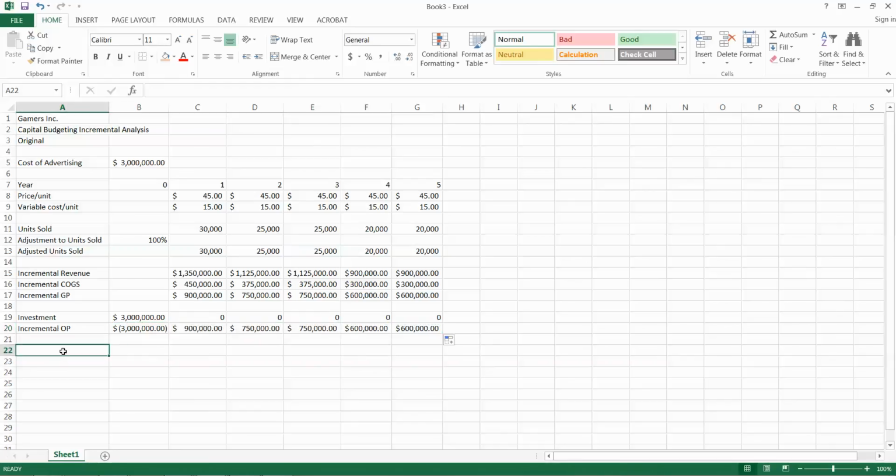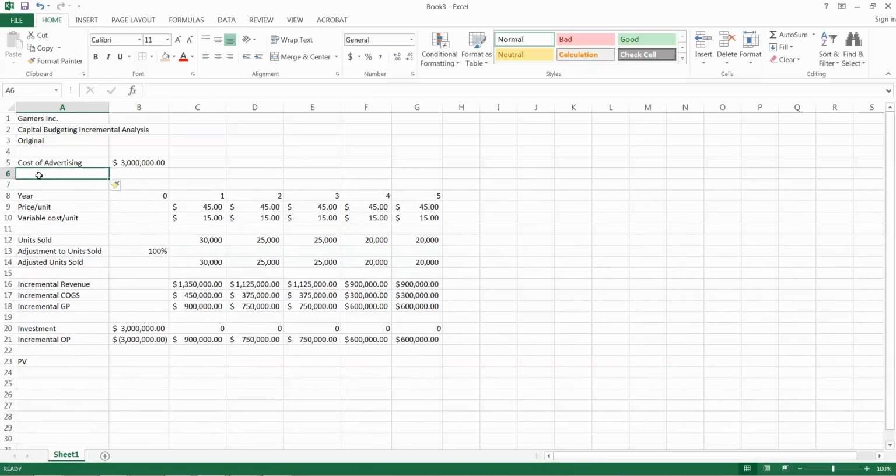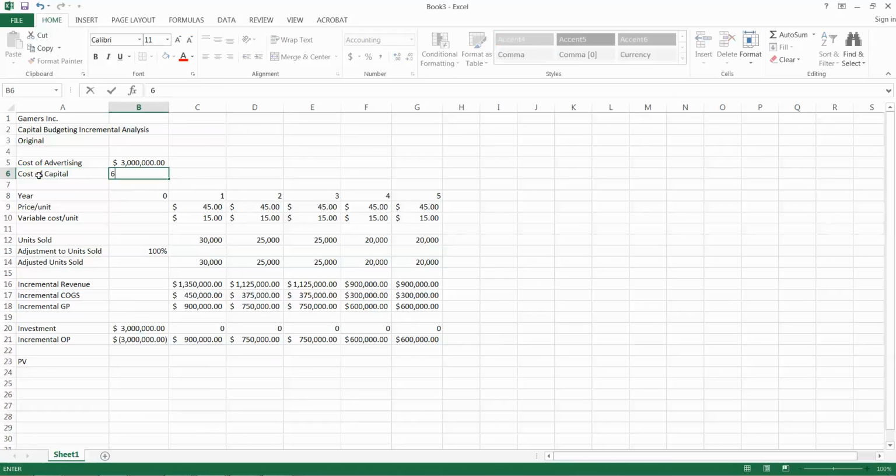We can carry this across and we will have our cash flows or our incremental operating profits. The next thing we want to do is look at the present value of each one of those, because we know, let's go add a line up here, Alt, Enter row, and this is our cost of capital. And we know from our example that this is 6%. So we put in 6%. And that's the discount rate we're going to use when we do our present value. And it will also be our threshold rate that we use for interpreting our internal rate of return.